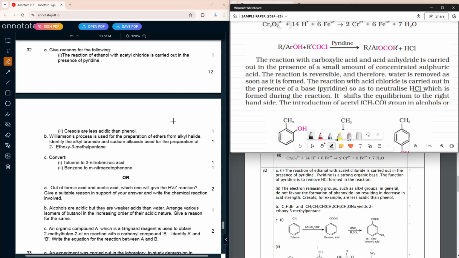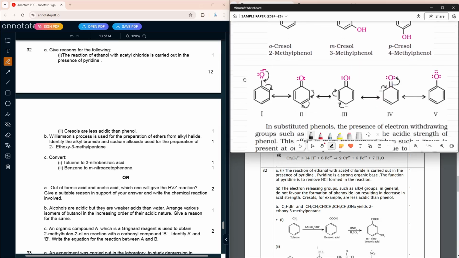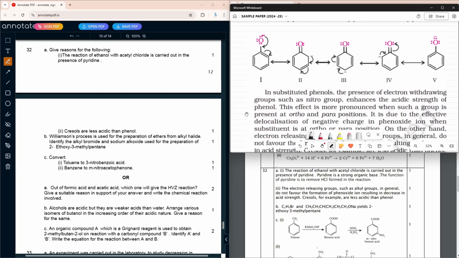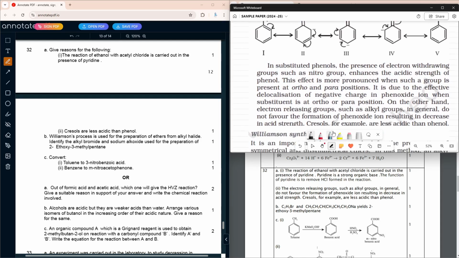Next question, cresols are less acidic than phenols. Cresols are essentially compounds where phenols are substituted with a methyl group. It could be ortho, meta, or para. But basically, the acidity of phenols depends upon the ability to form the phenoxide ion. Now, when you have an alkyl group which is electron releasing in nature, this will not favor the formation of the phenoxide ion, and because of this, cresols are less acidic than phenol.